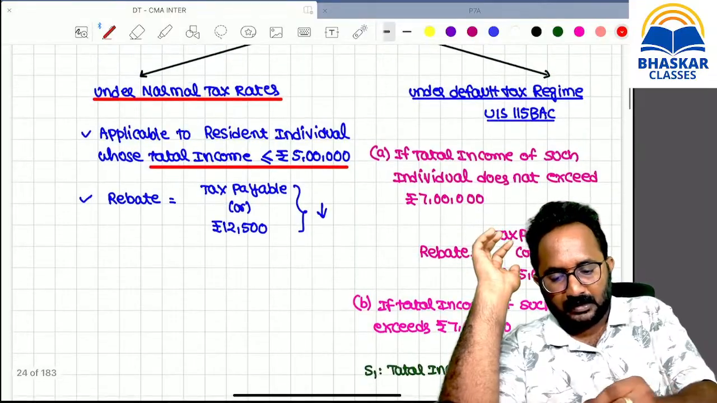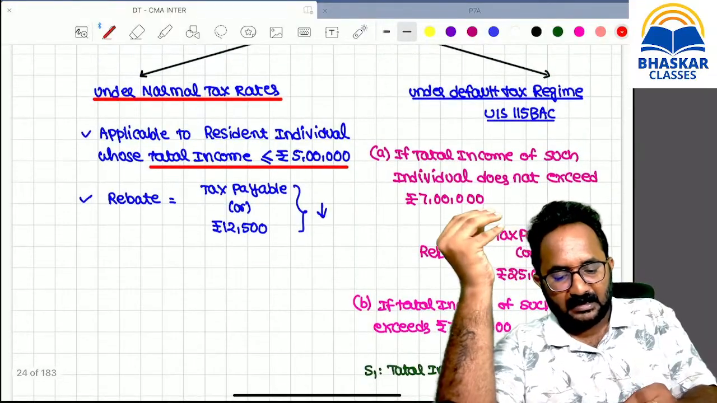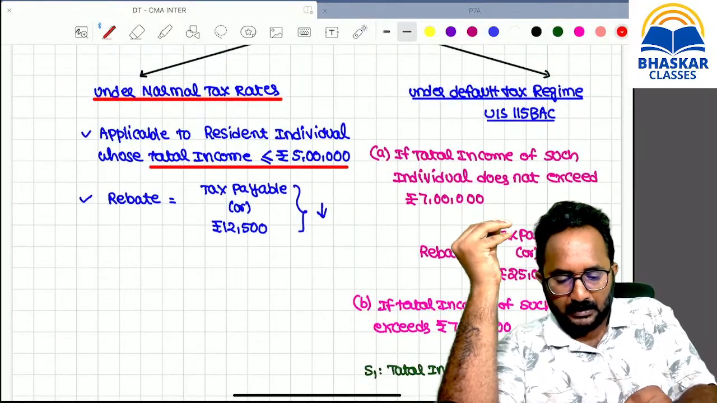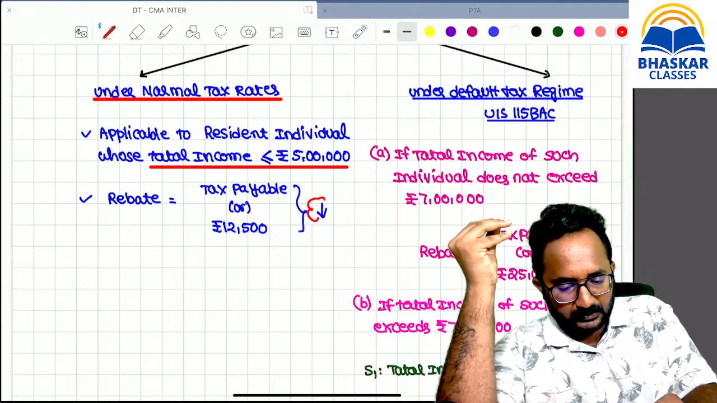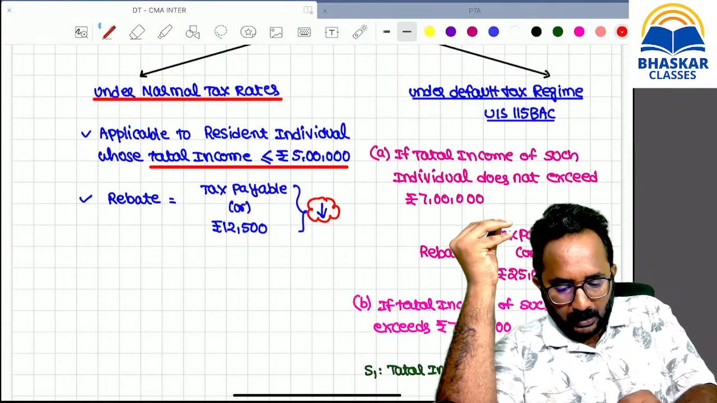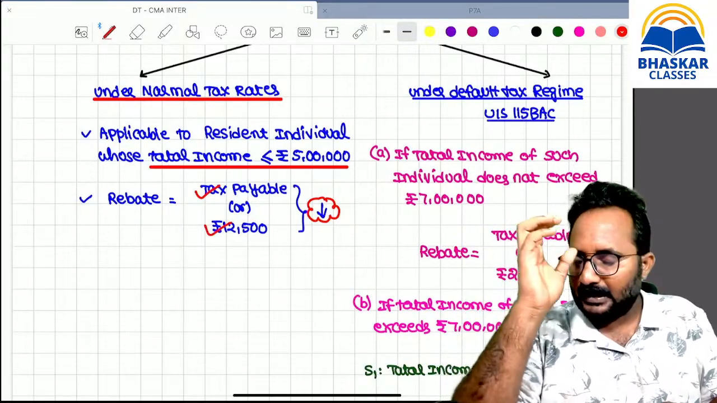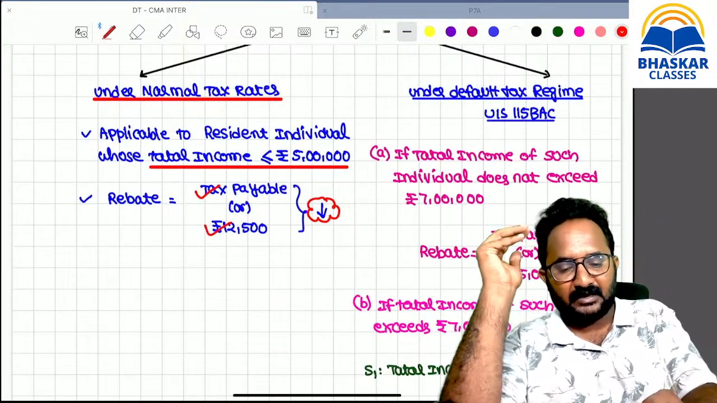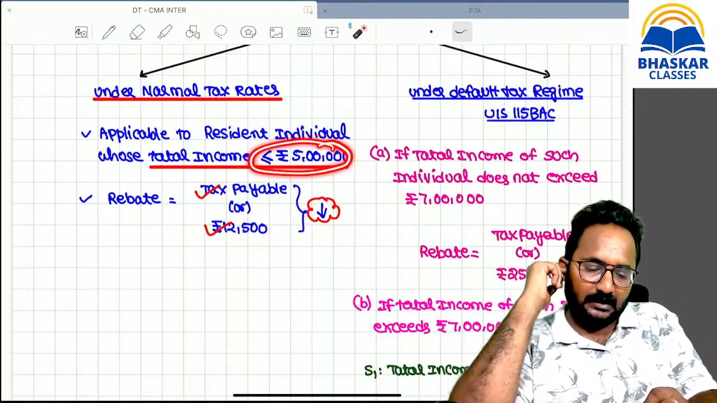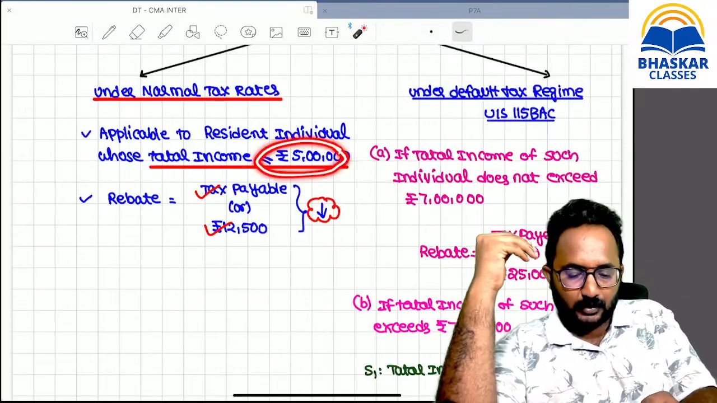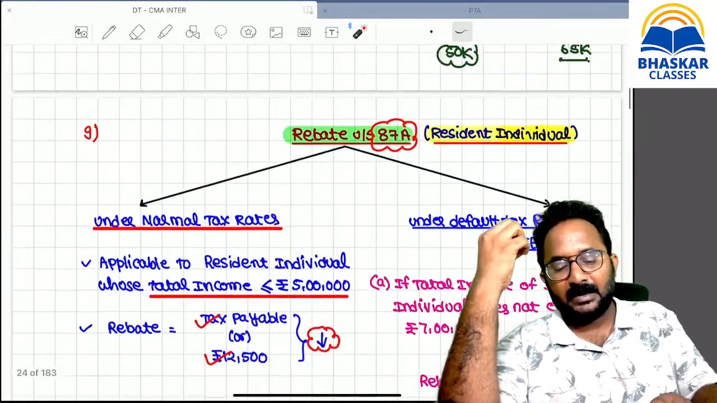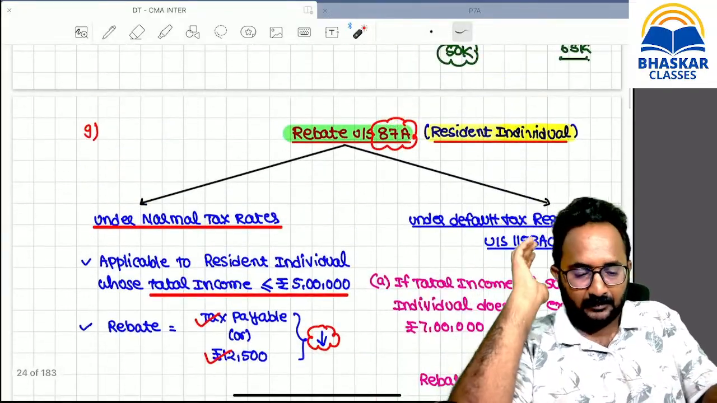So can you calculate the tax liability on 5 lakh? You will get 12,500. So the rebate is the tax payable or 12,500, whichever is lower. Exactly, any person having 5 lakh or less than 5 lakh total income is not required to pay any tax because of the rebate under section 87A.